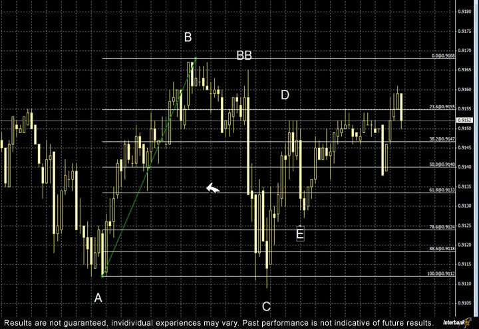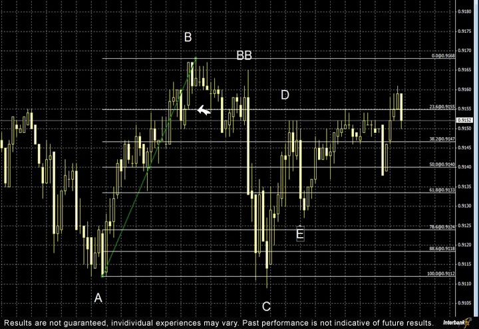Now, let's find out what A to B did. Number one, as A to B was coming back down, was there any respect to the 25%? Maybe a little bit. Remember, this is in the past now.